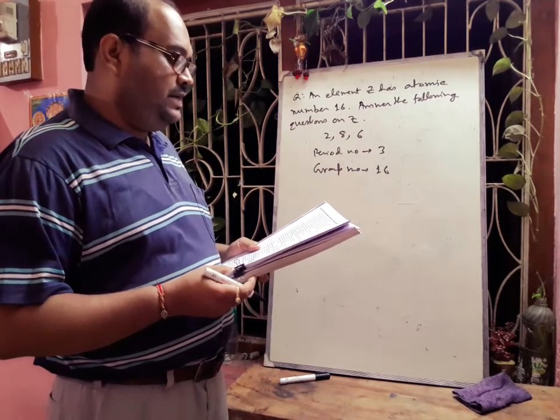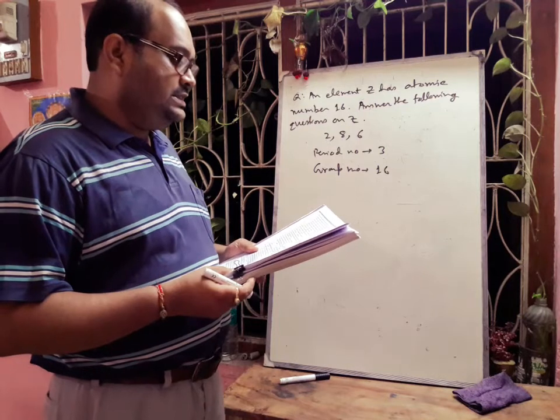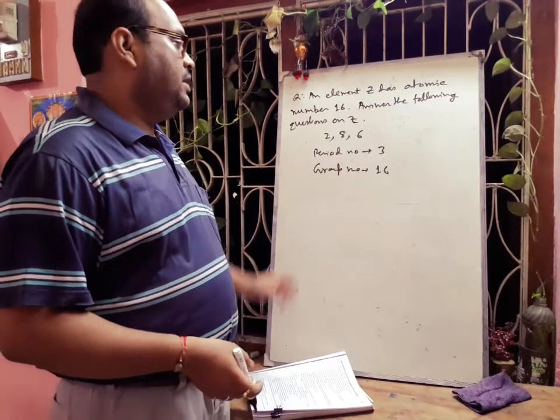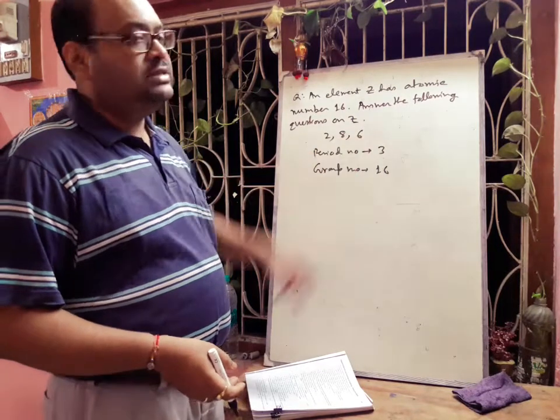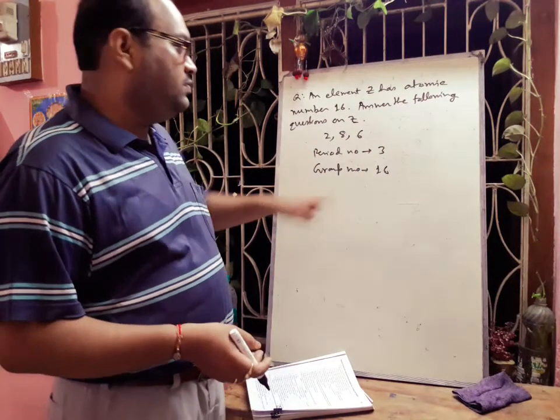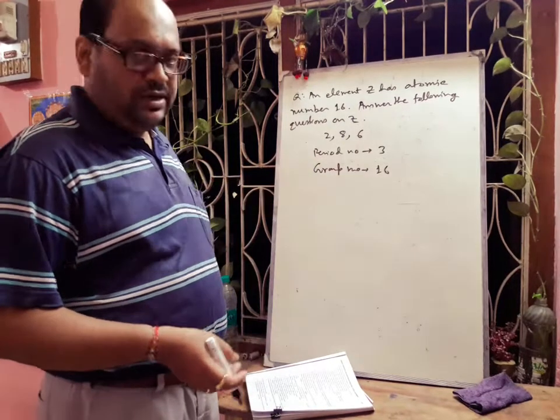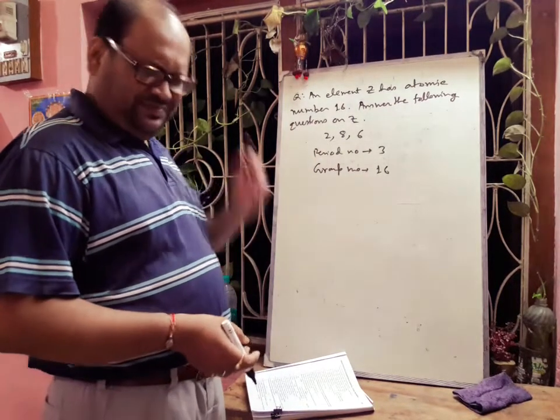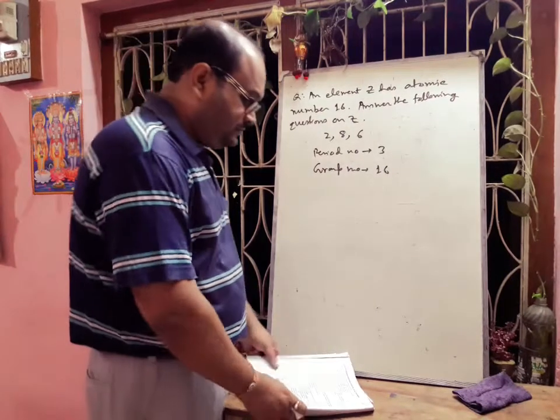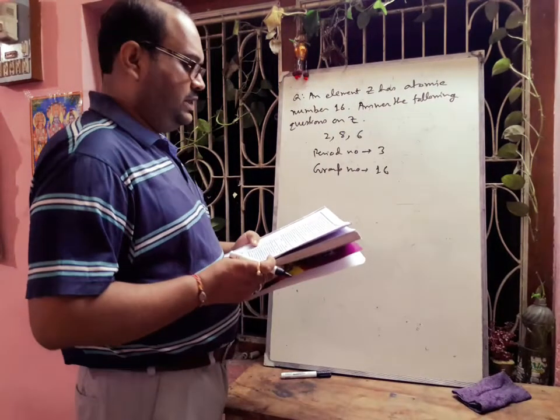The next problem is: is Z a metal or non-metal? Here how many electrons are there? 6 electrons. So 6 electrons in group 6, definitely it will be a non-metal. This is nothing but sulfur. So you will write the answer here: non-metal.